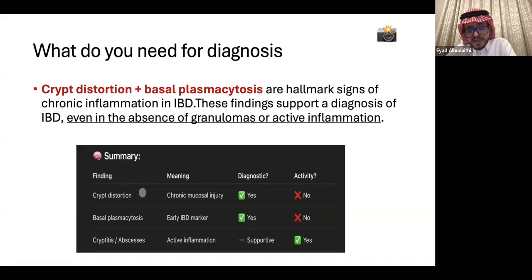Cryptitis and abscesses, however, indicate active inflammation, but they don't support the diagnosis. So if you find it in newly diagnosed IBD, you did the scope, and the biopsy showed only cryptitis and crypt abscesses, you can't say it's IBD.